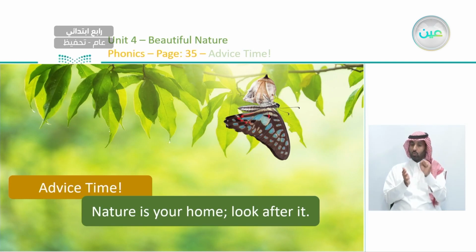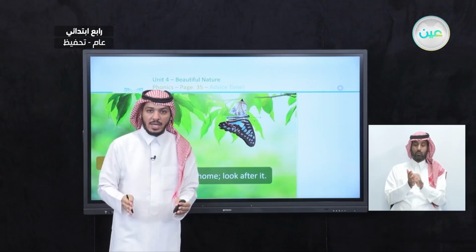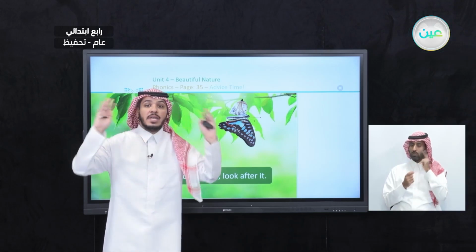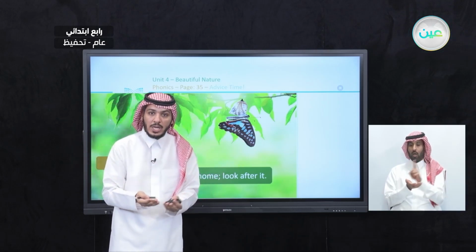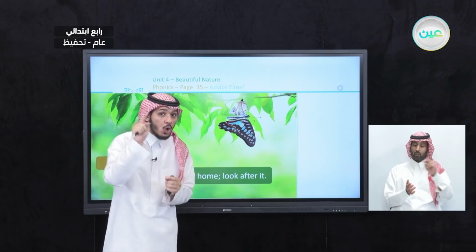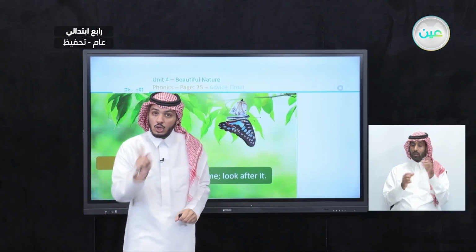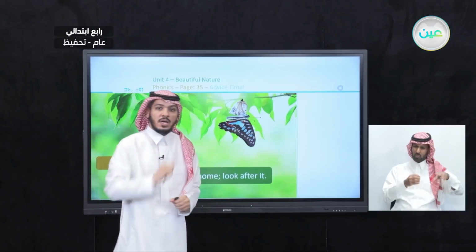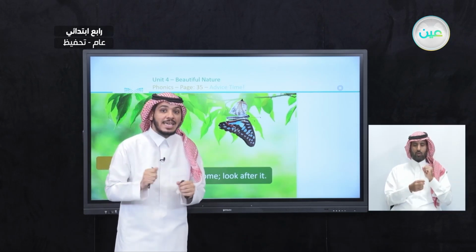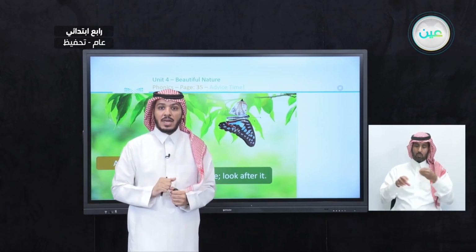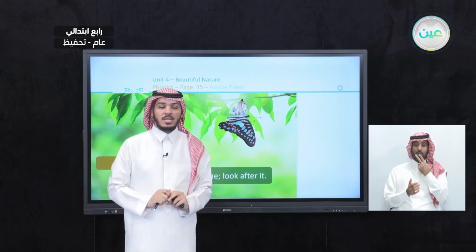So nature is your home. Like your home, when you take care of it, you should what? Take care of the nature out of your home. So nature is your home, so look after it. Look after it means what? Take care of it. Don't throw some letters there. So take care of the nature. Don't make it unclean. Make it clean. Excellent.